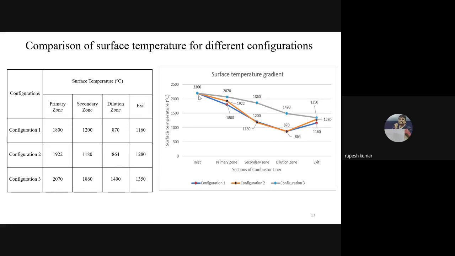But when the flame travels through the different sections of the combustor liner, definitely the temperature changes. So that's what we got from the FEM analysis part. Here also you can see that at 2200 the flame was traveling, but at configuration 2 at the exit it was 1280, and at configuration 3 it is 1350 degrees Celsius.